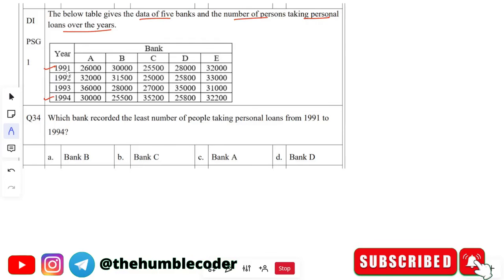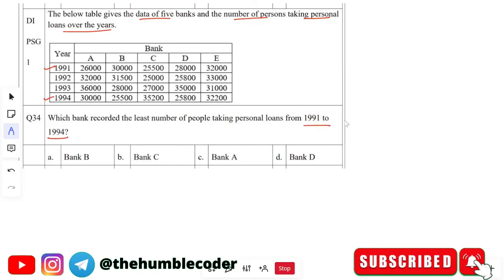Okay, so in year 1991 we have 26,000 for bank A, right? And then for bank B it was 30,000. In this way we have all this data. Now based on this data we are asked a few questions that we have to answer. Let's read the question now. Which bank recorded the least number of people taking personal loans from 1991 to 1994?